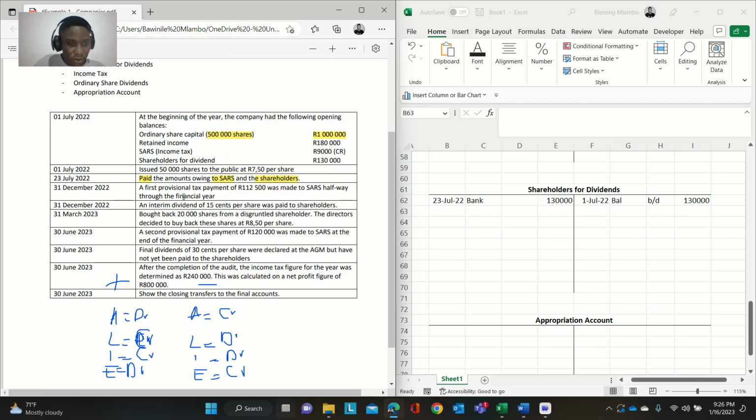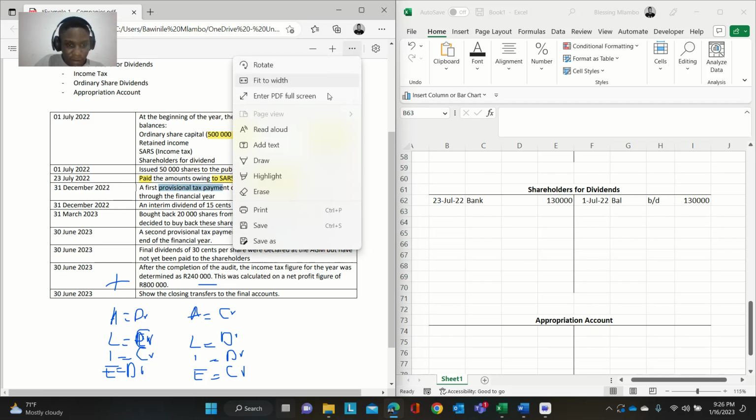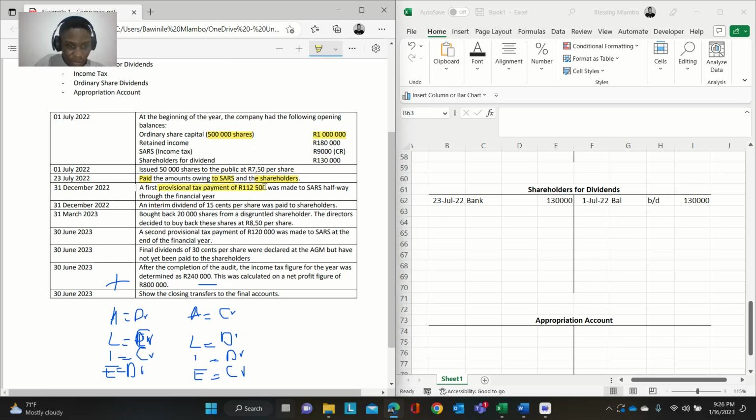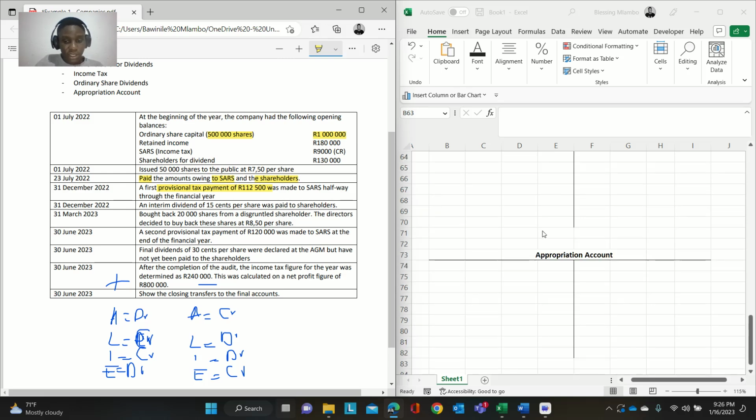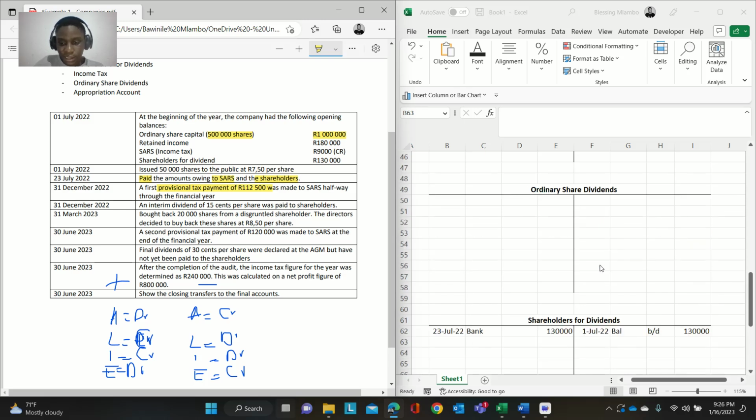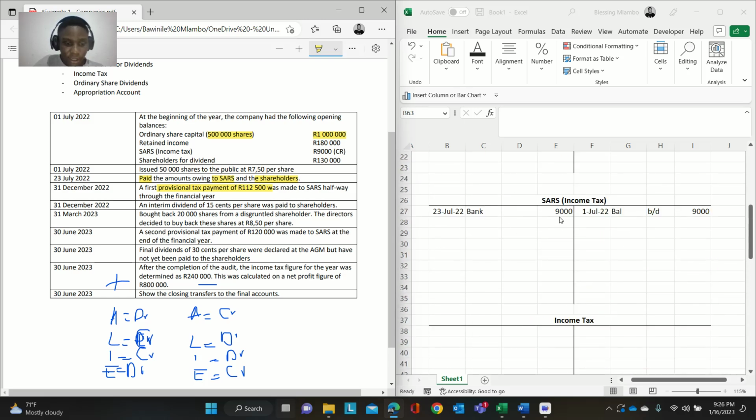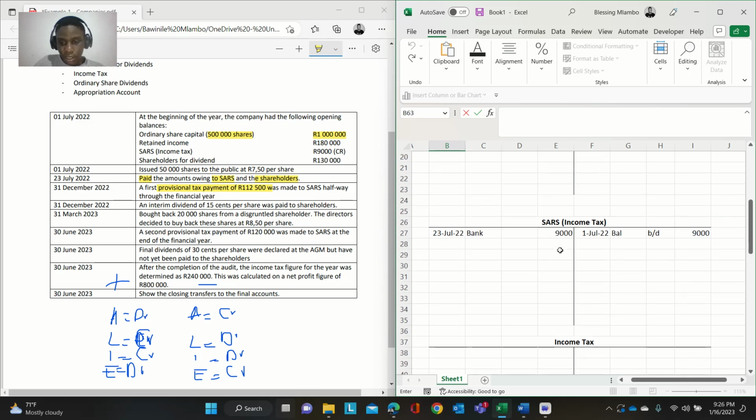So they say a first provisional tax payment of 112,500 was made to SARS halfway through the financial year. So when the business makes a payment to SARS, it decreases the liability we have on the debit side. Remember, the liability decreases on the debit side. So the SARS income tax will decrease by 112,500, and we made a payment. So bank is affected on which date? On the 31st of December 2022.